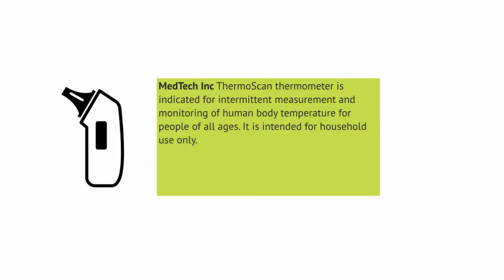When we looked at the project process earlier, we said that one important part of the scope was to determine the intended use. Let's look at what intended use means. Let's start with an example to let you know what I'm talking about. This is an intended use for a thermometer. The thermoscan thermometer is indicated for intermittent measurement and monitoring of human body temperature for people of all ages. It is intended for household use only.